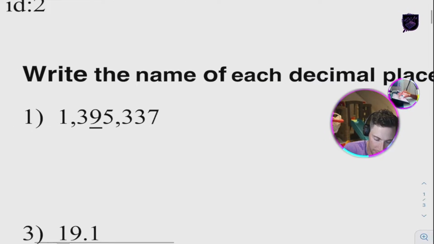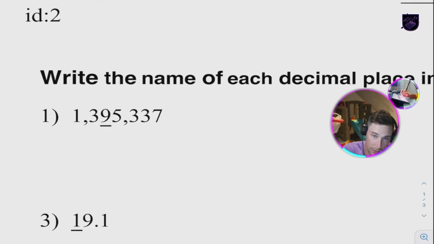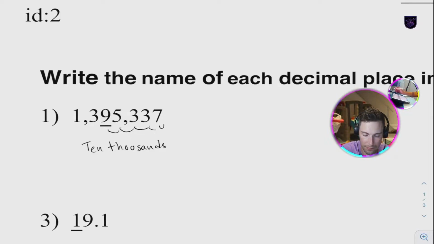Name the place value. Of course, question number 1, the place value will fall to the left of the decimal. The decimal is not shown. It's just fairly obvious. And we're going to go ones, tens, hundreds, thousands, 10,000. So we'll write 10 thousands.